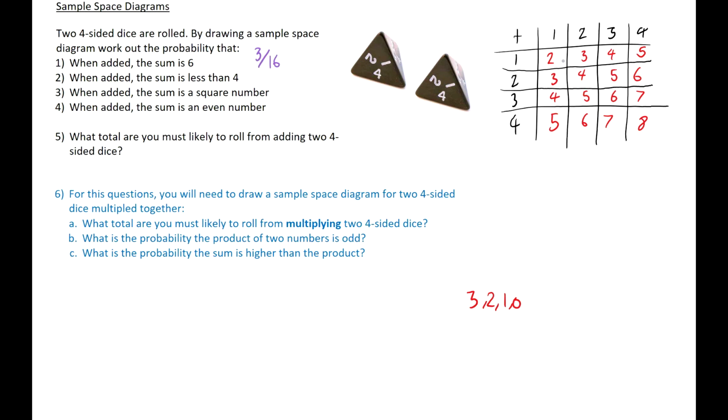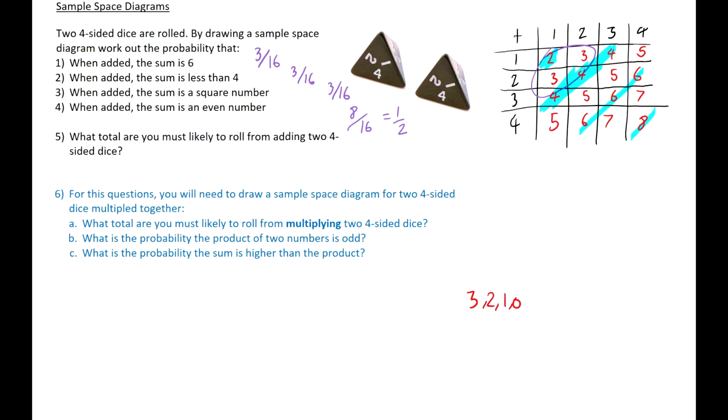Less than 4, that's going to be any of these numbers. That is also 3 out of 16. A square number, remember from before the square numbers are 1, 4 and 9. The only square number in this sample space diagram is 4. So again, that is 3 out of 16. And lastly, the odds of getting an even number. Even numbers are 2, 4, 6, and 8. And there are 8 of them, so that'll be 8 out of 16. You can simplify to a half, but you do not need to.